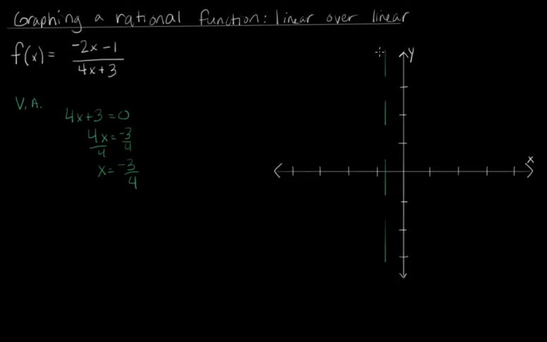And then we'll do this and this. Okay, so that's our vertical asymptote. Now let's look at our horizontal asymptote.